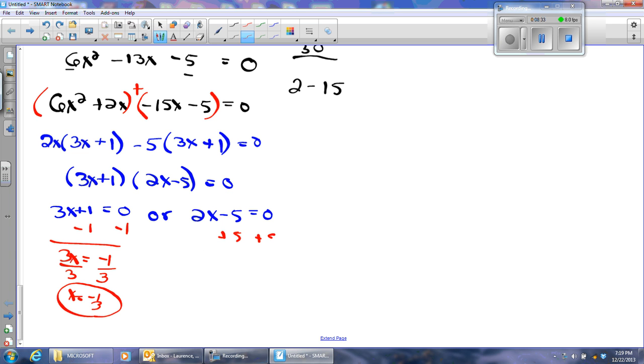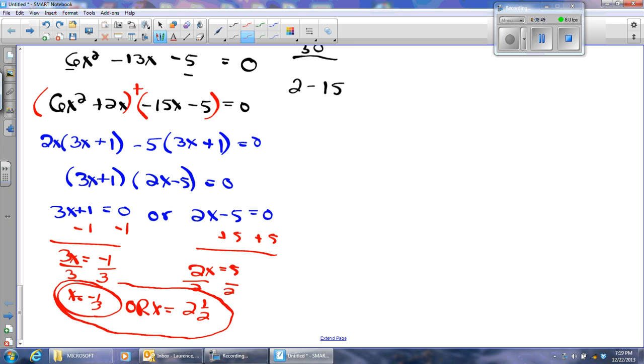Or I'll add 5 to both sides. I'll get 2x equals 5. Divide by 2. X would equal 5/2, or 2.5. That's actually, I should have done this. Circle the whole thing as my answer.